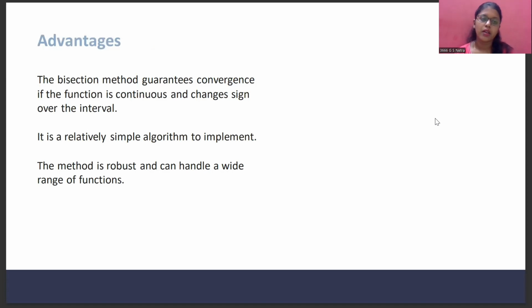Advantages. The bisection method guarantees convergence if the function is continuous and changes sign over the interval. It is a relatively simple algorithm to implement. The method is robust and can handle a wide range of functions.